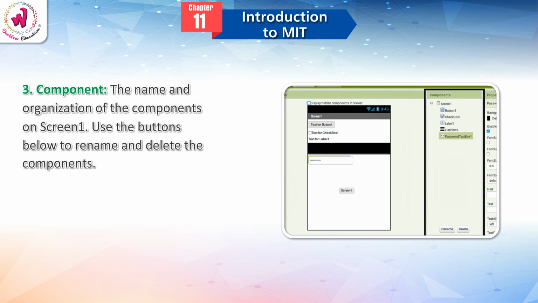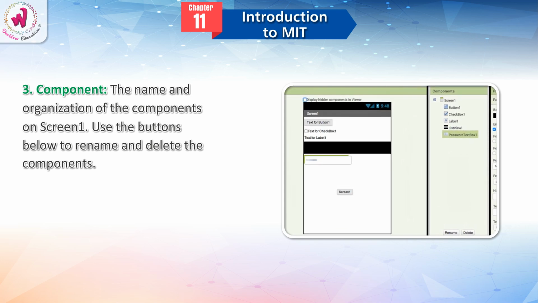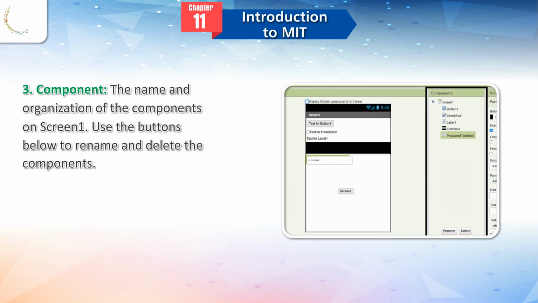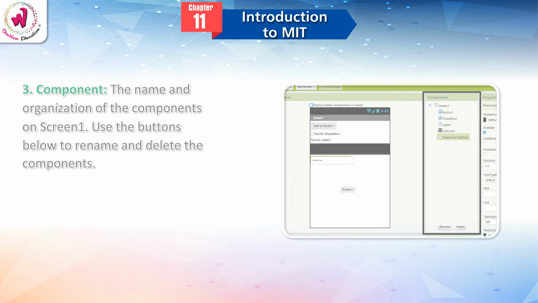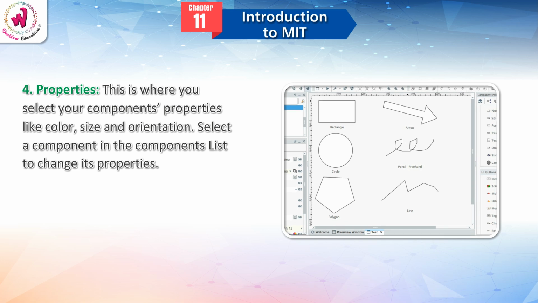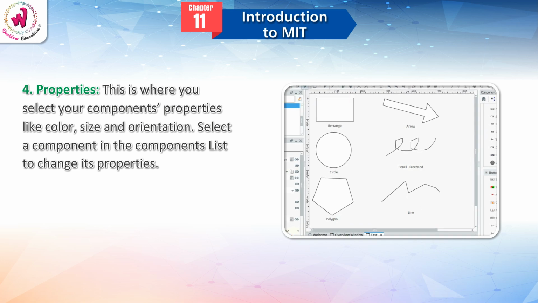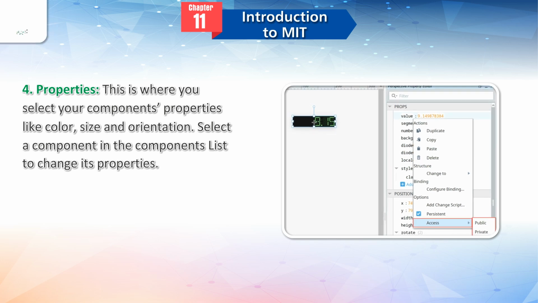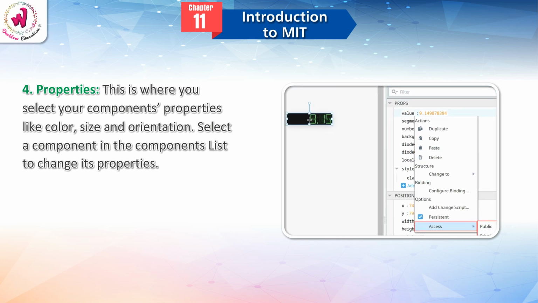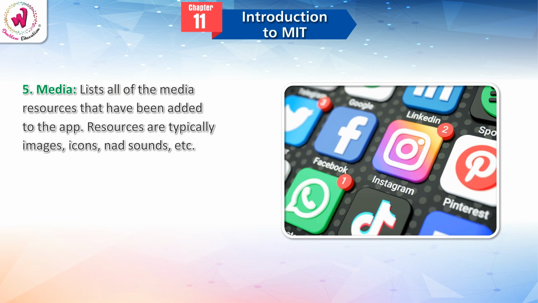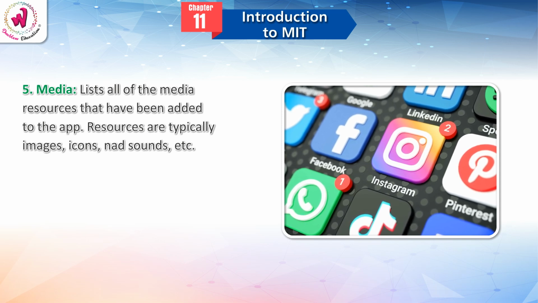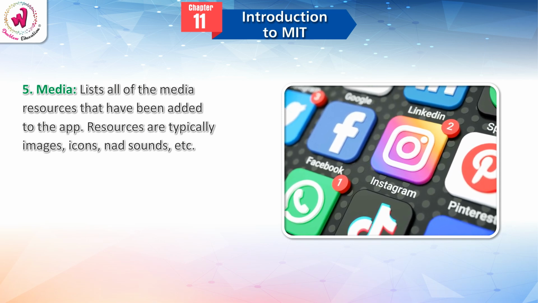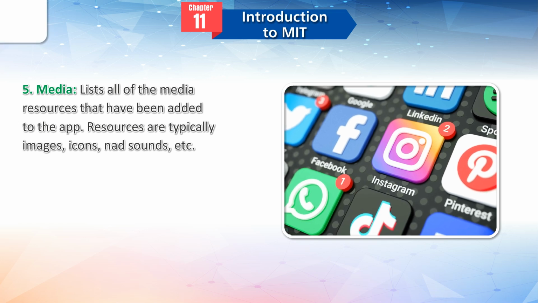3. Component. The name and organization of the components on Screen 1. Use the buttons below to rename and delete the components. 4. Properties. This is where you select your components' properties like color, size, and orientation. Select a component in the components list to change its properties. 5. Media. Lists all the media resources that have been added to the app. Resources are typically images, icons, sounds, etc.